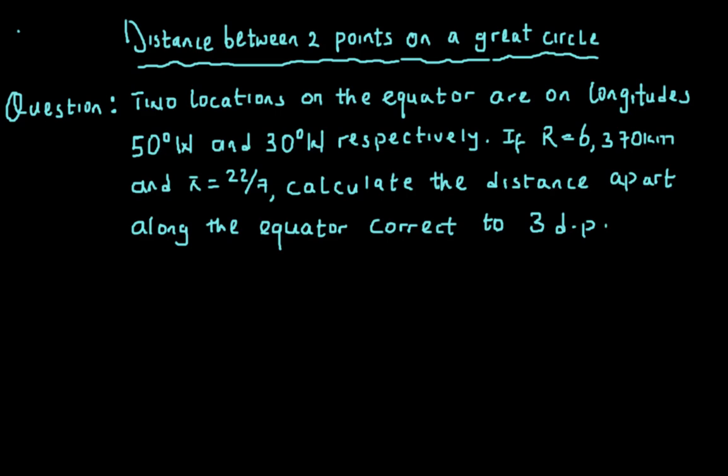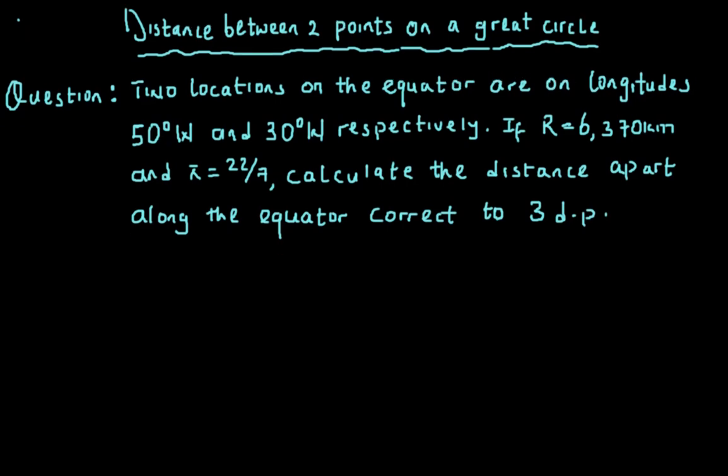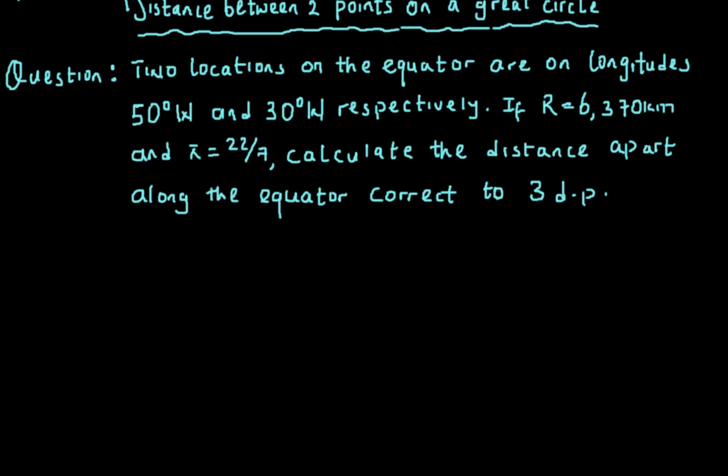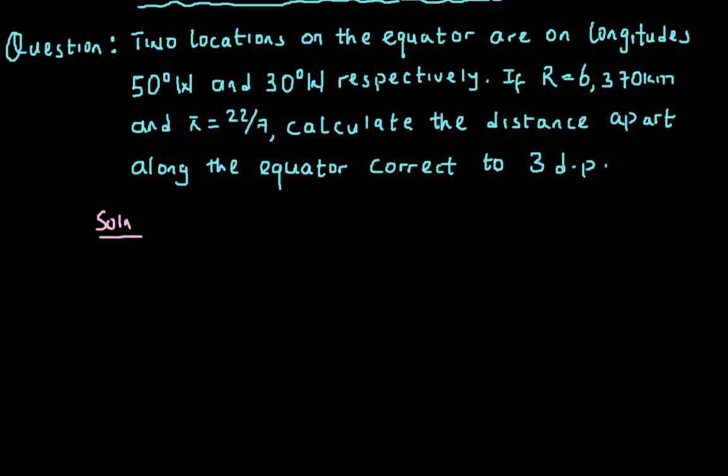So we have two locations on the equator on longitudes 50 degrees west and 30 degrees west respectively. If r equals 6,370 kilometers and pi equals 22/7, we are expected to calculate the distance apart along the equator, correct to 3 decimal places. Now let's try to solve this. The first thing we need to do is to represent this on the globe. Now let's try to draw the globe.